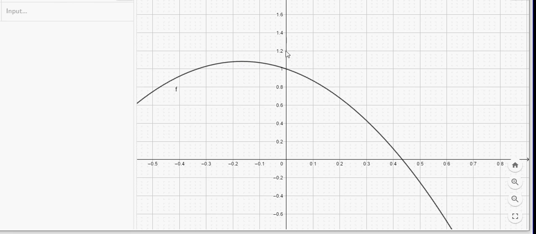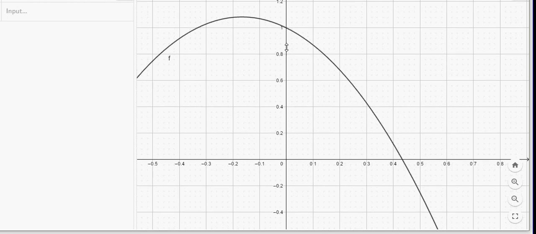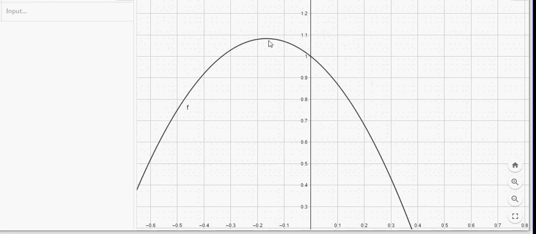Wait. Go again. Keep stretching this. There we go. Yeah, it's about 1.09, and the maximum occurs at 0.18. So we'll verify that now in a second. Is that okay? I'm going to verify those numbers for you in a second.